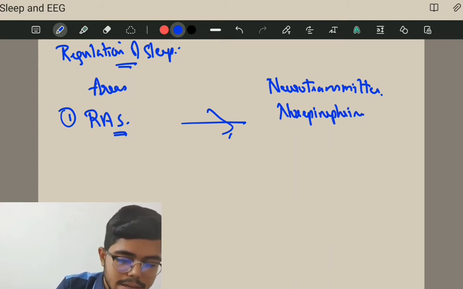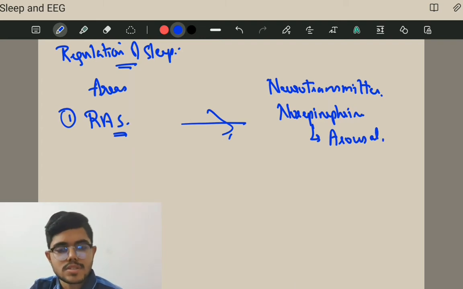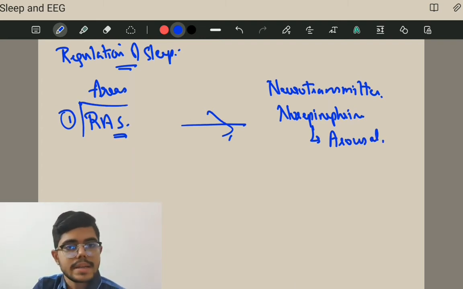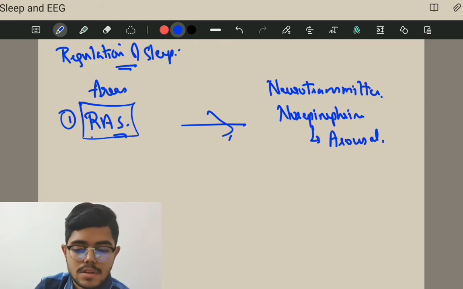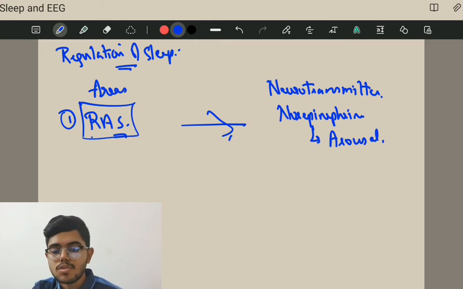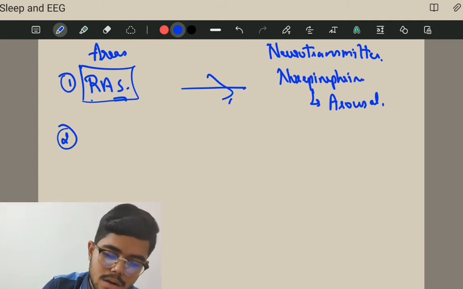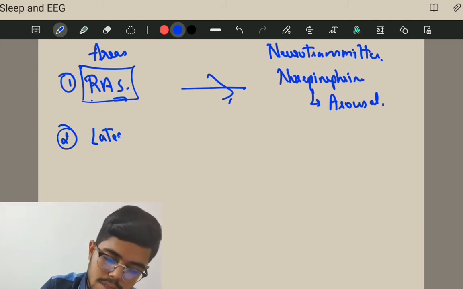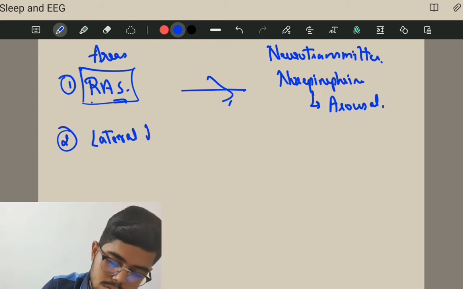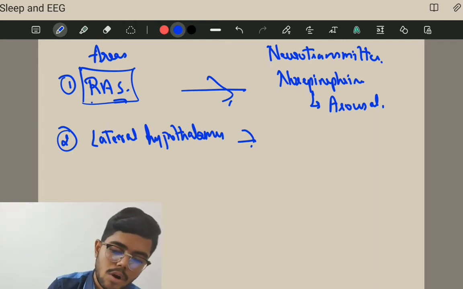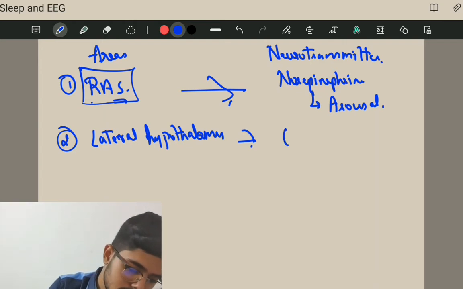Okay, it is mainly for arousal, right? So norepinephrine is for arousal, right? So the first important area is the reticular activating system, which produces a neurotransmitter called norepinephrine. The next important point is your lateral hypothalamus. The lateral hypothalamus produces a neurotransmitter that we call oxytocin.